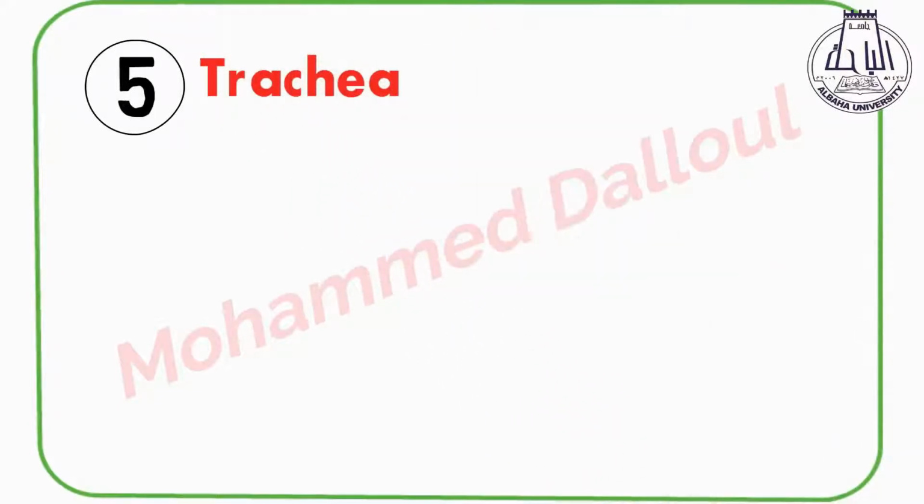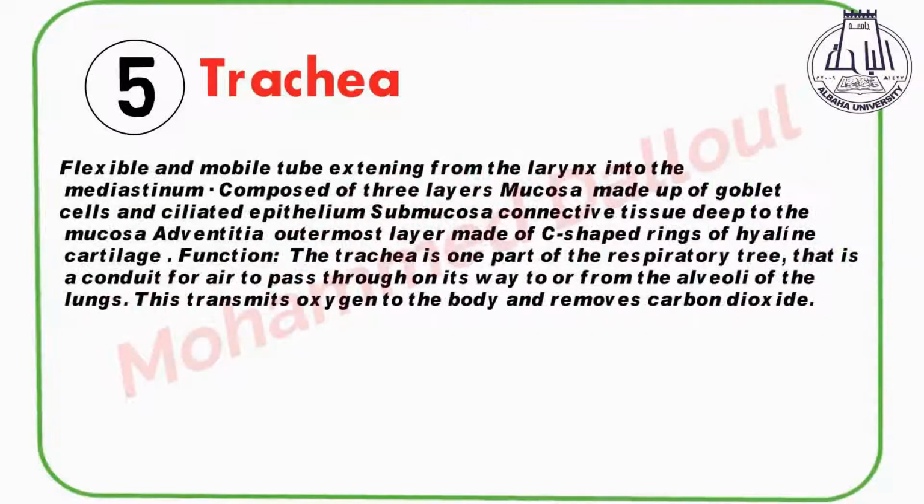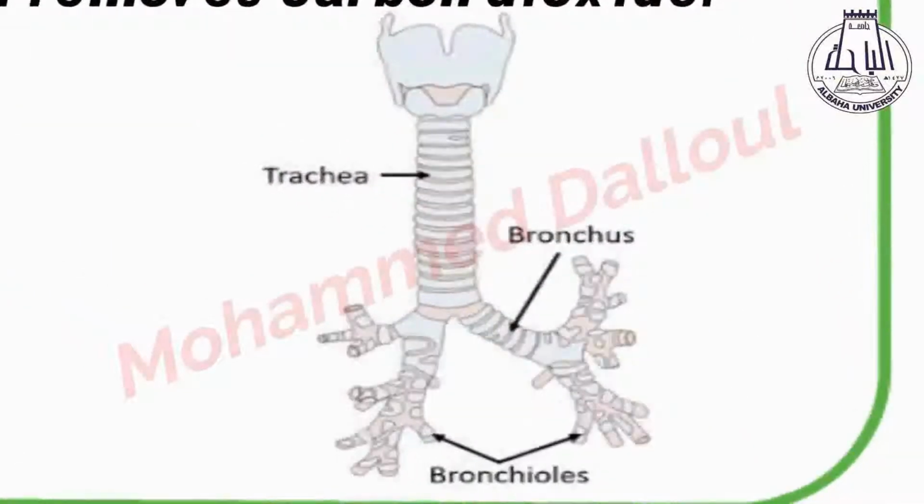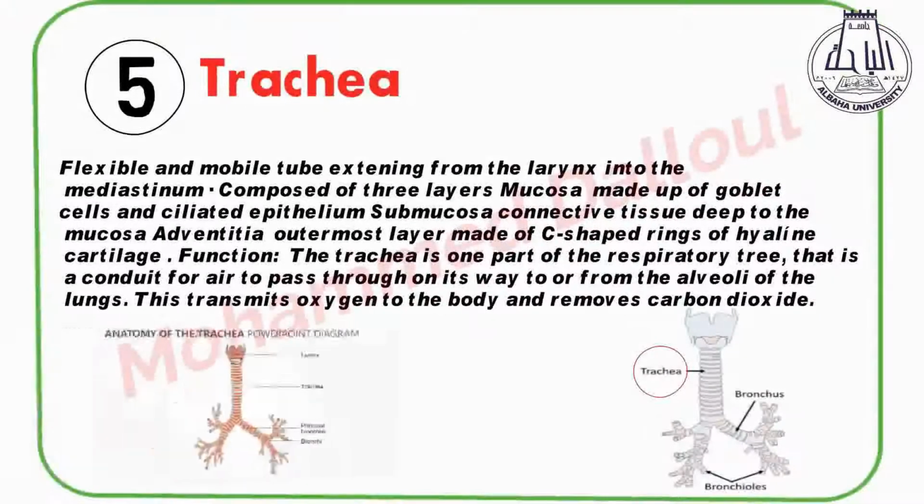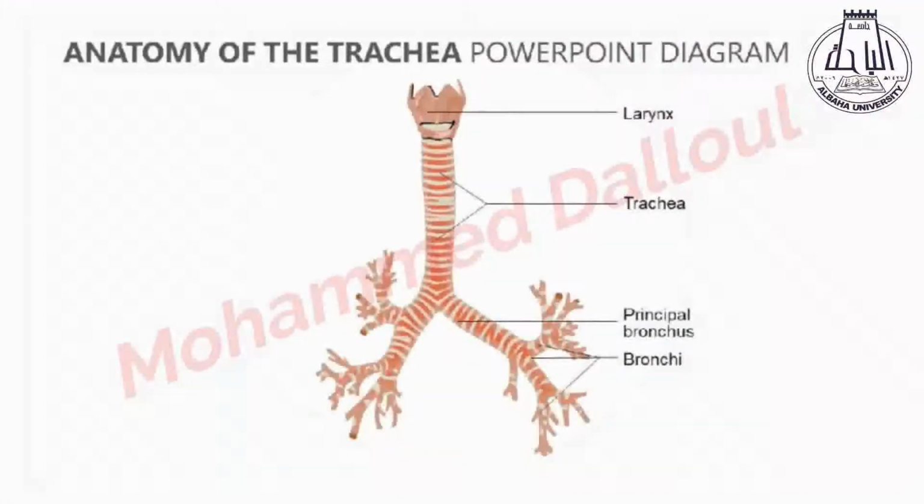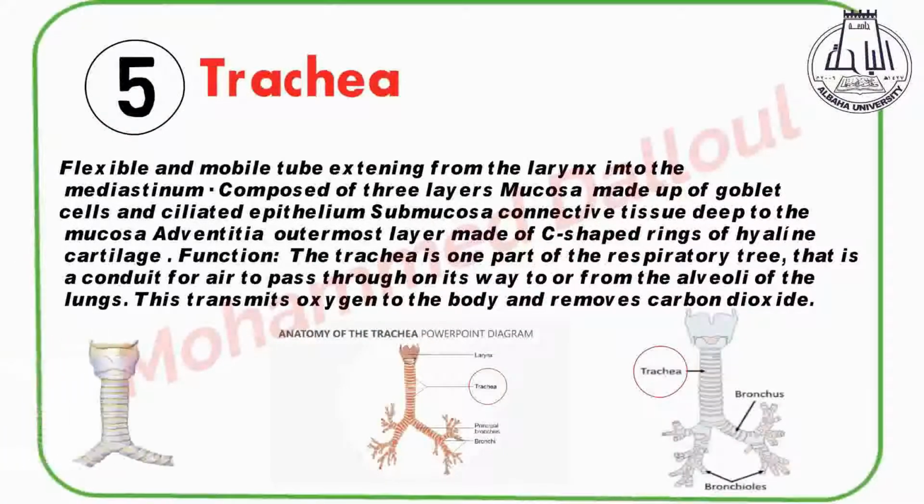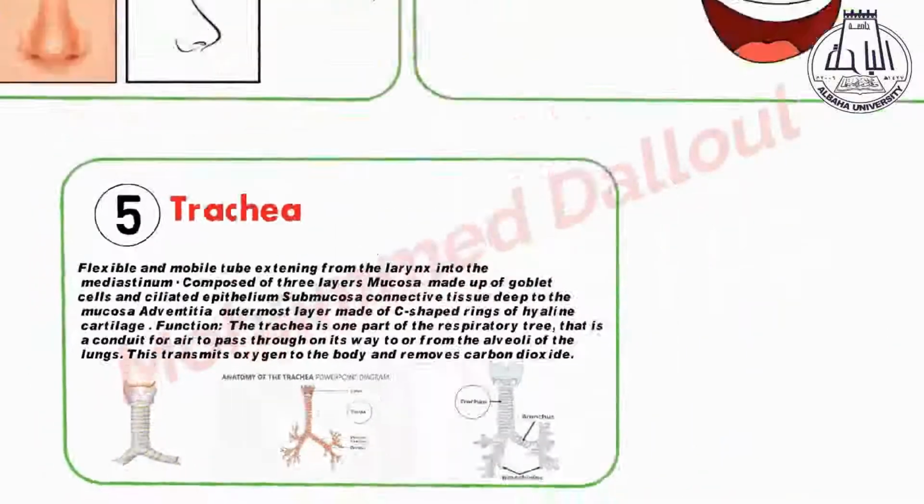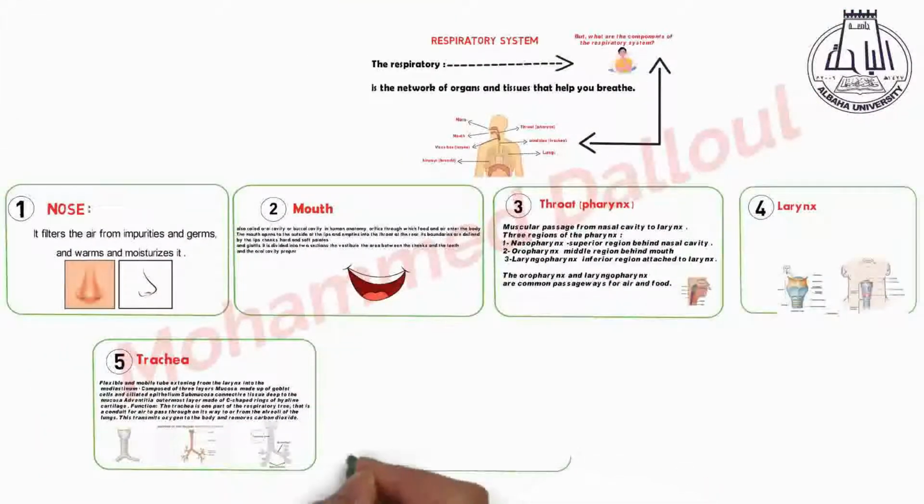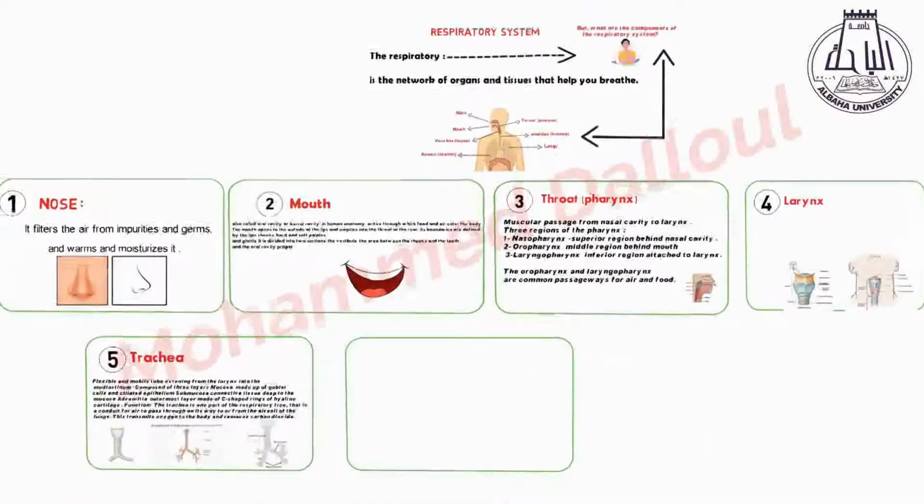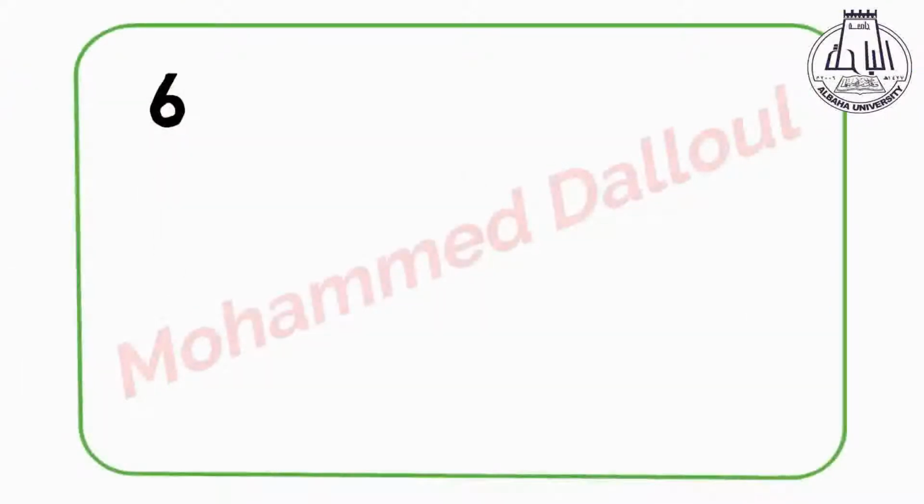Trachea: a flexible and mobile tube extending from the larynx into the middle mediastinum. Composed of 3 layers: mucosa, made up of goblet cells and ciliated epithelium; submucosa, connective tissue deep to the mucosa; adventitia, the outermost layer made of C-shaped rings of hyaline cartilage. Function: the trachea is one part of the respiratory tree, a conduit for air to pass through on its way to or from the alveoli of the lungs. This transmits oxygen to the body and removes carbon dioxide.